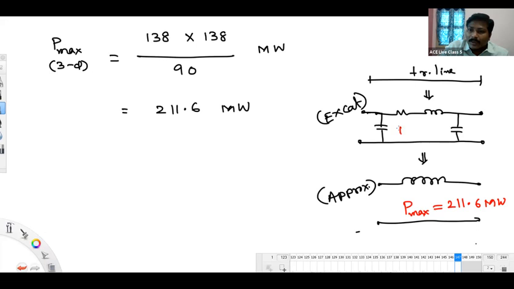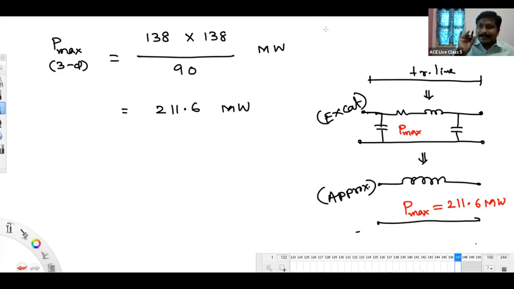Can anybody tell me what is the Pmax of this exact network, or the Pmax of this transmission line? Just listen to my words, please. 211.6. Is it the maximum power transfer capacity of the transmission line? Yes or no? It's no. It's not the P maximum of the transmission line. It's a P maximum by making some assumptions. What is the P maximum of your exact transmission line? That value might be definitely low compared to 211.6.